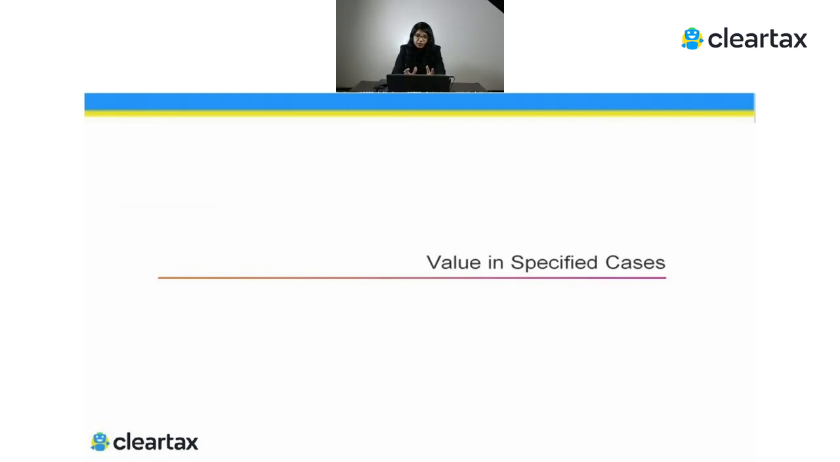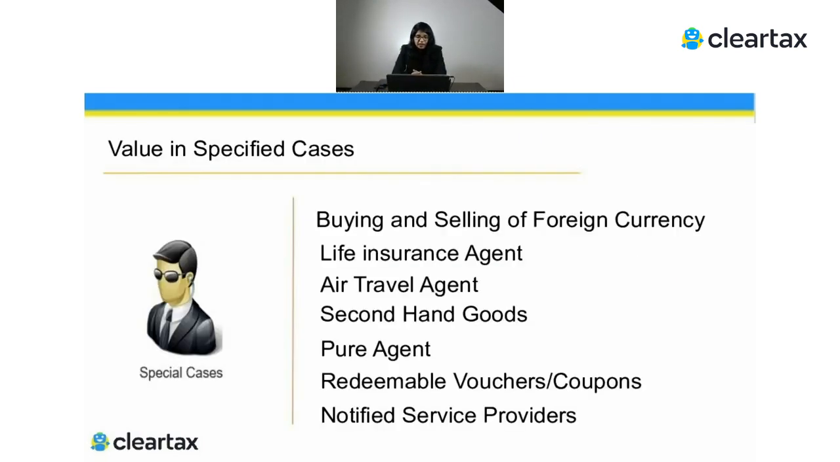So this was about the cases where the price is not the sole consideration or I am dealing with related parties. Now the question comes about the specified cases, like pure agent or the air travel agent. So now we'll understand what would be the value of supply in those cases. These are certain categories which we are going to discuss. One is buying and selling of foreign currency. The other is life insurance agent. The other is air travel agent, in case of second-hand goods, pure agent, or redeemable vouchers or coupons, or some service providers or specified service providers.